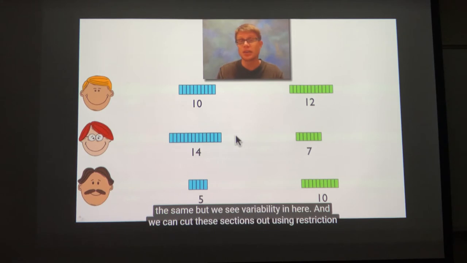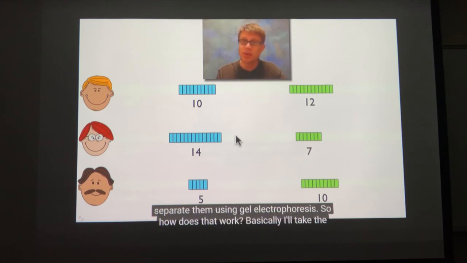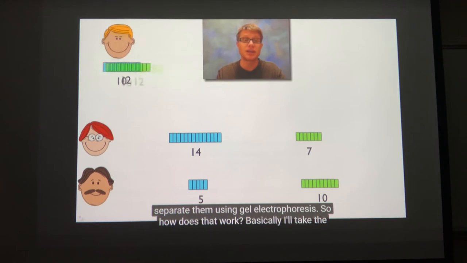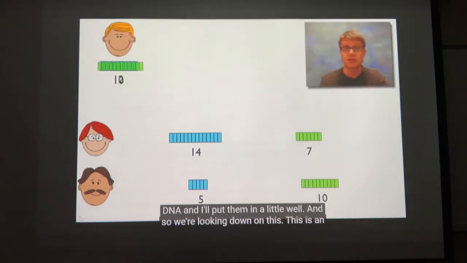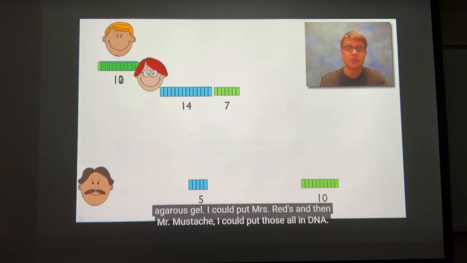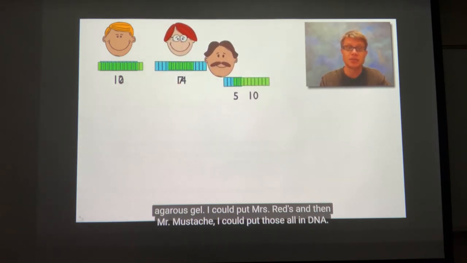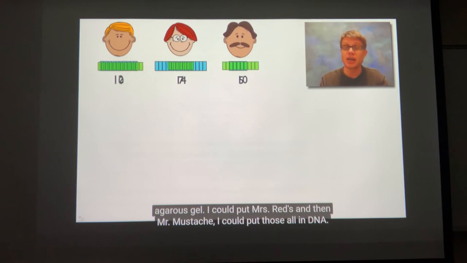And we can cut these sections out using restriction enzymes, and then we can amplify them using polymerase chain reaction, and then we can separate them using gel electrophoresis. So how does that work? Basically, I'll take the DNA and I'll put them in a little well. And so we're looking down on this. And so this is an agarose gel. I could put Mrs. Red's and then Mr. Mustache's. I could put those all in.